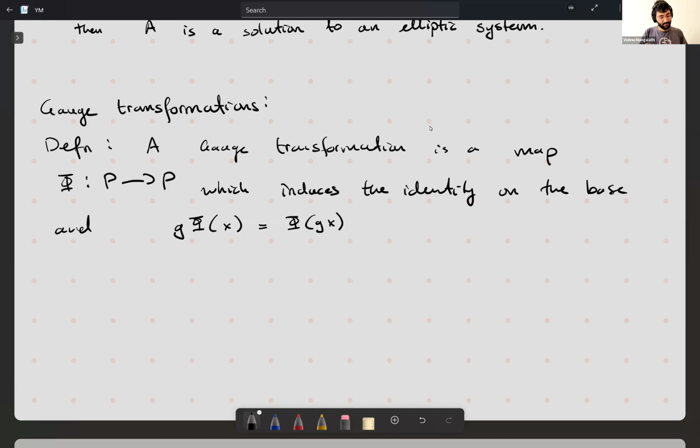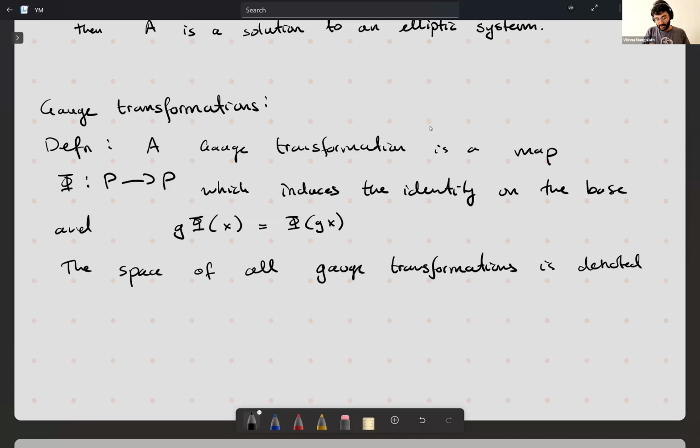Okay, so basically you can think of it as, I'll write it down here. Firstly, the space of all gauge transformations is denoted G(P), and it's called the gauge group because clearly it's a group under composition.